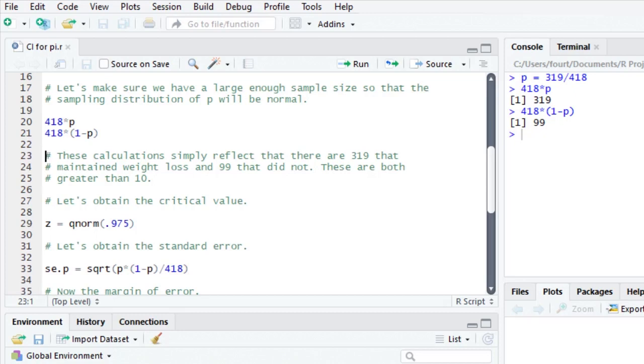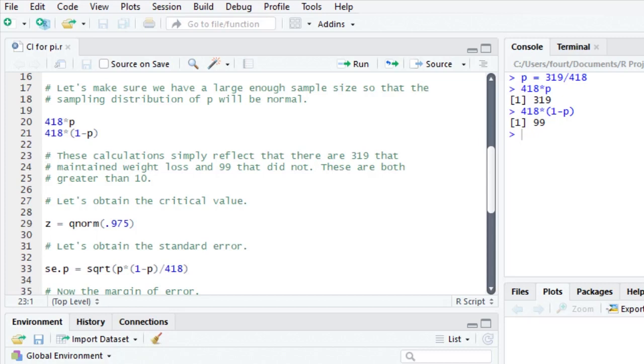You can simply see how many responded in each category. Now let's obtain the critical value. The critical value is obtained from a normal distribution. When we were using standard errors and the mean, we used a t-distribution, but for proportions, you use the normal distribution. I'm going to construct a 95% confidence interval.